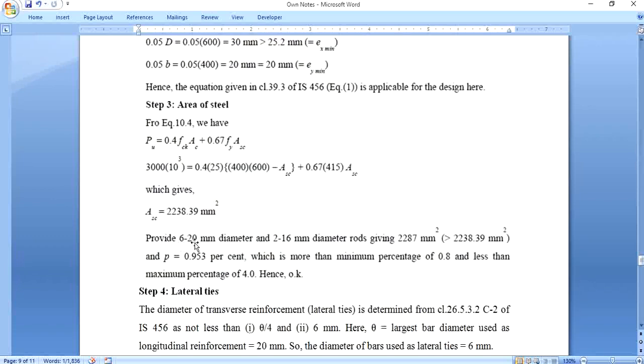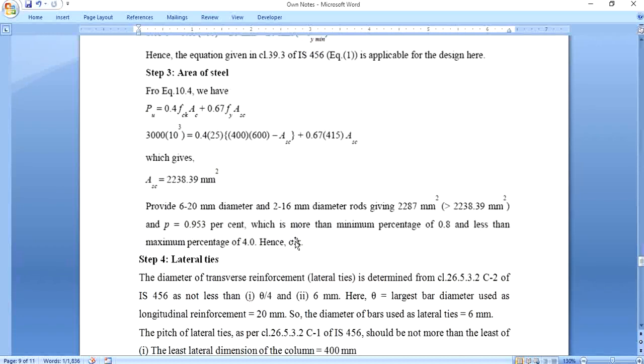Now you can see, provide 6 bars of 20 mm diameter and 2 bars of 16 mm diameter, which gives us 2287 mm square, which is greater than required. So P, the percentage of steel, is 0.953. How do you calculate this percentage of steel? Area of steel divided by gross sectional area gives us the percentage of steel, which is also more than the minimum percentage, that is 0.8, and also less than the maximum percentage, that is 4.0. Hence the provided area is okay.